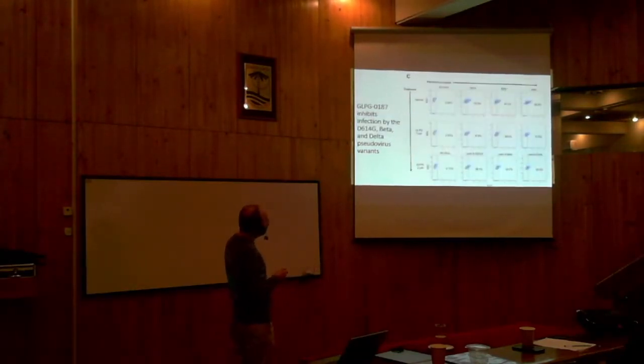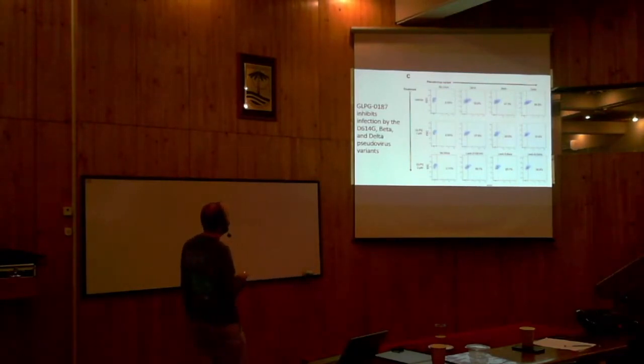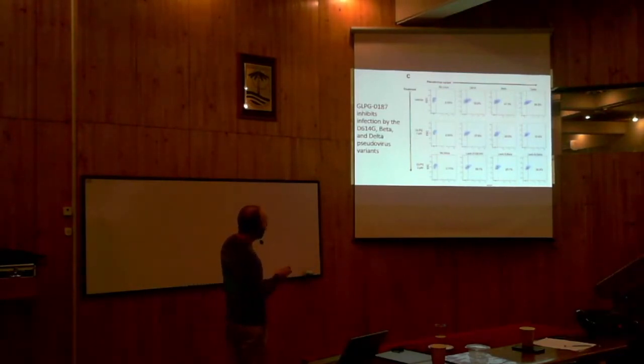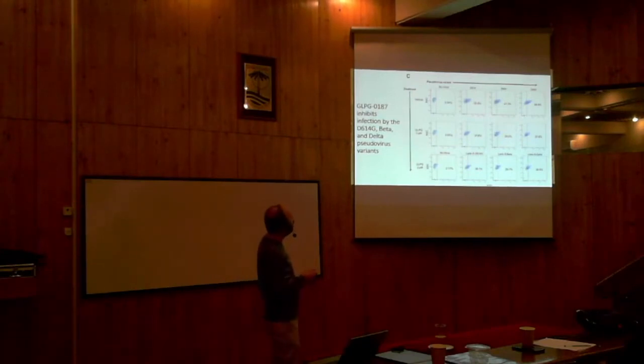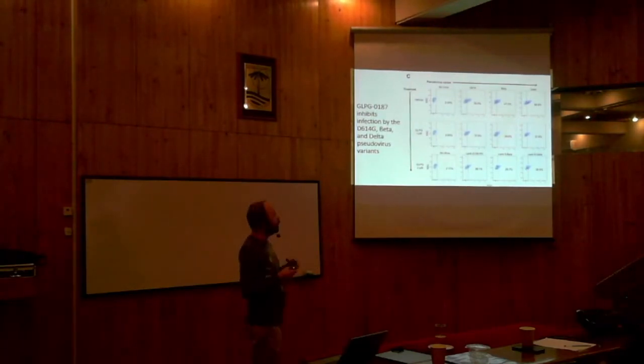So then we also look at the original virus, then the beta variant, and the delta variant with different mutations, but they have some combined. And also here we see a reduction in the infection. 55%, 47%, 56% in the Delta variant. We use 1 micromolar. In all cases, we see a reduction of the infection. So we were ready to submit, but I was very, very personal.